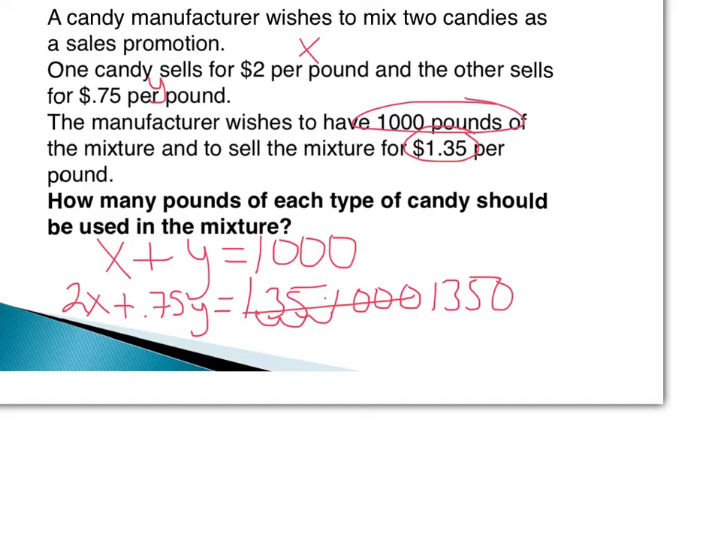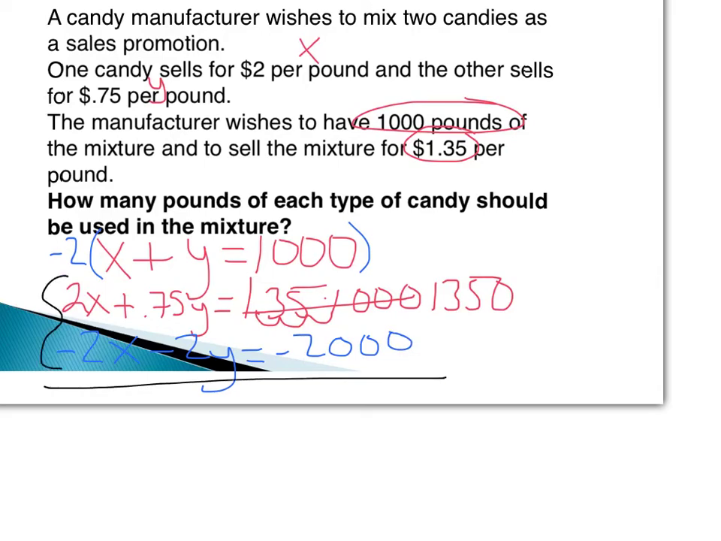Okay. Now we want to eliminate one of the variables. I'm thinking I'll eliminate the x's because then I'm just dealing with regular integer coefficients. So I'm going to multiply the top one by -2. I'm going to multiply everything by -2. Now my new set of equations is going to be negative 2x minus 2y equals negative 2,000. And we will add these two together. My x's cancel. Here I get negative 1.25y. And then we have 1,350 and then negative 2,000. That's going to give me negative 650.